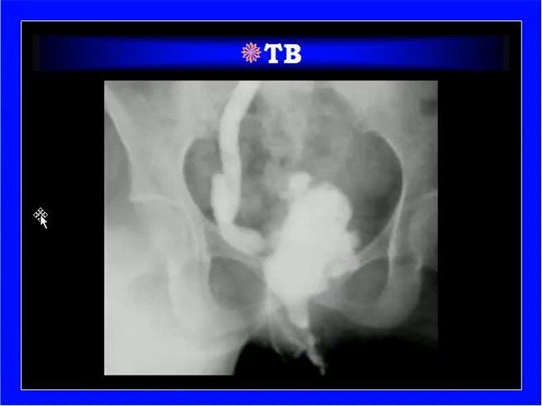Another case of tuberculous cystitis, you can see the deformed urinary bladder, outpouching, trabeculae destroyed, and right ureter showing obstruction at the level of vesico-ureteric junction.